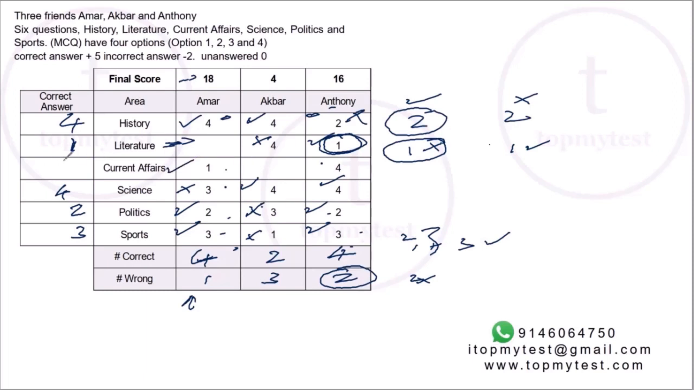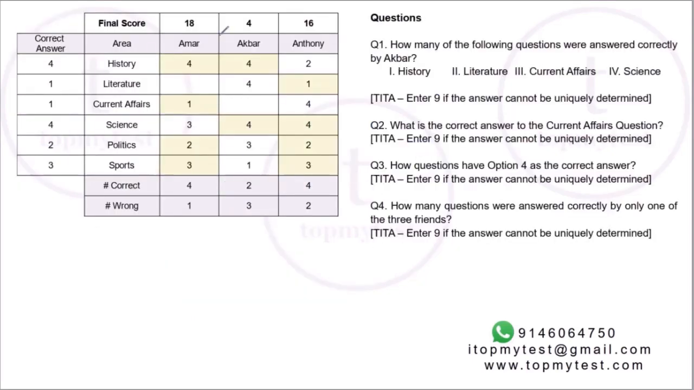So for current affairs, Amar will be correct and Anthony will be wrong. We have fixed the entire table. We know every question's correct answer. Basically, we can solve anything that we want to. Let's go to the questions and try to solve this. I've written this down. The green ones are basically the right answers.